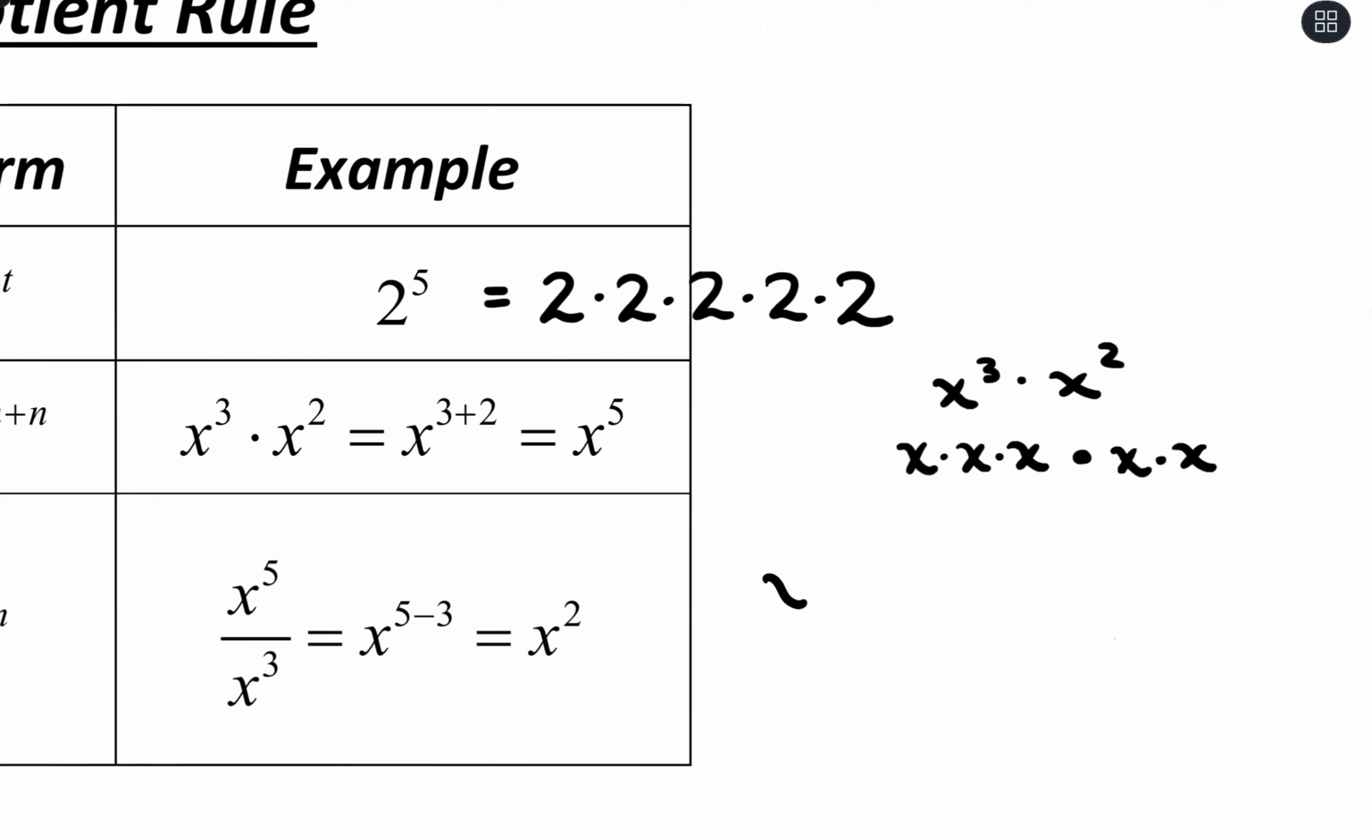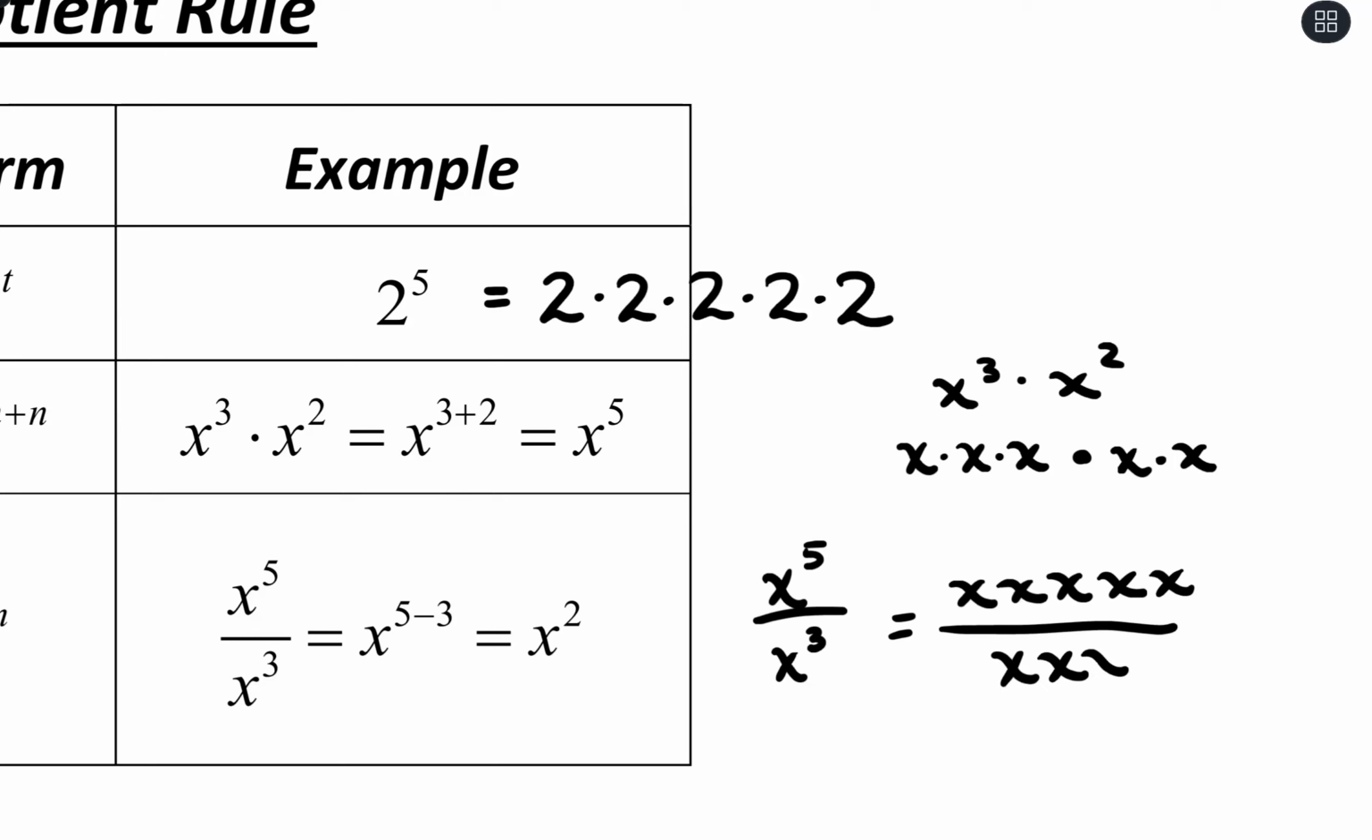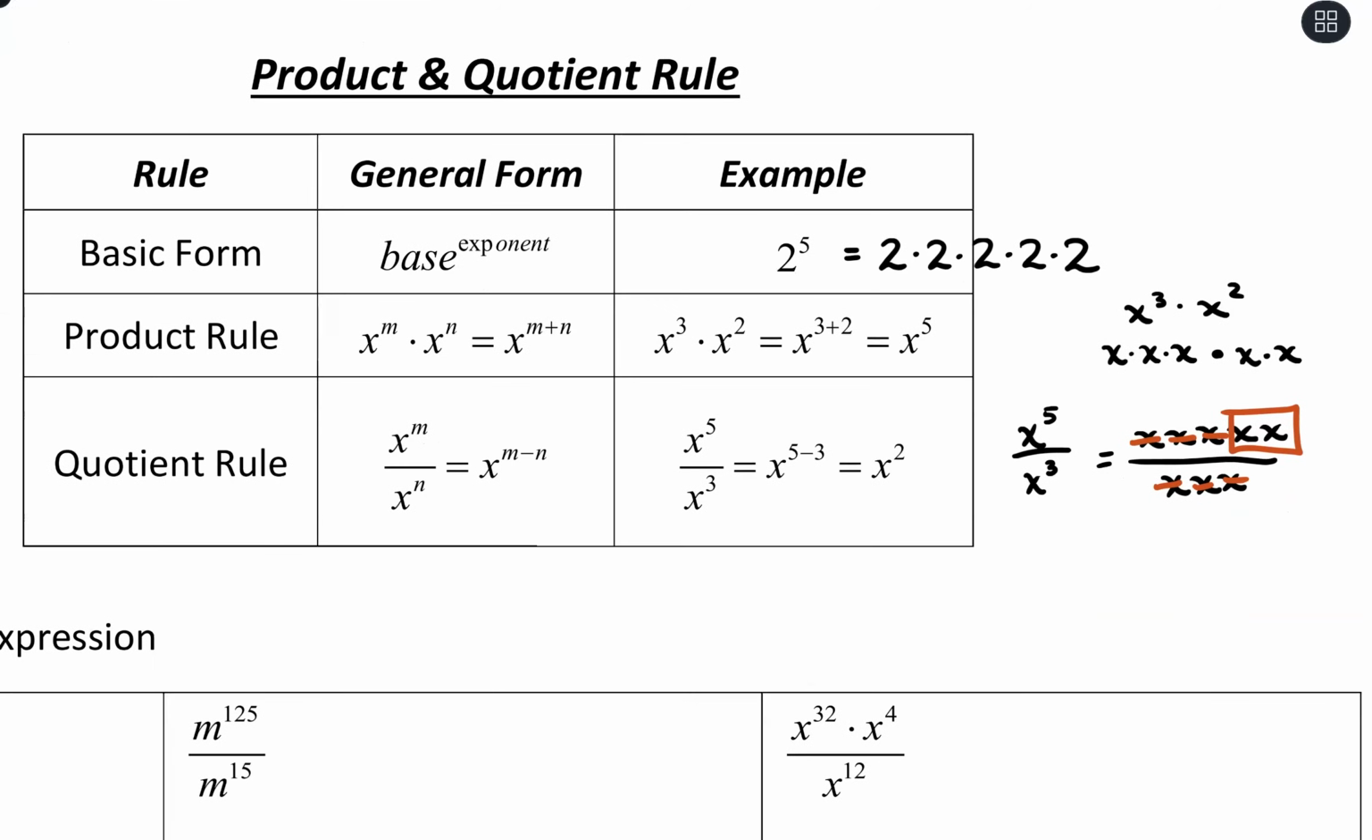So just to show you why this works, x to the 5th over x cubed, that's the same thing as 5 x's multiplying together divided by 3 x's multiplying together. And what ends up happening is a cancellation. So that's what's reducing the number of x's we have, so that's why we subtract. So we'd cancel 1, cancel 2, cancel 3, so we could see we just have 2 left over. So whatever we have in the numerator, we're taking away the amount in the denominator.